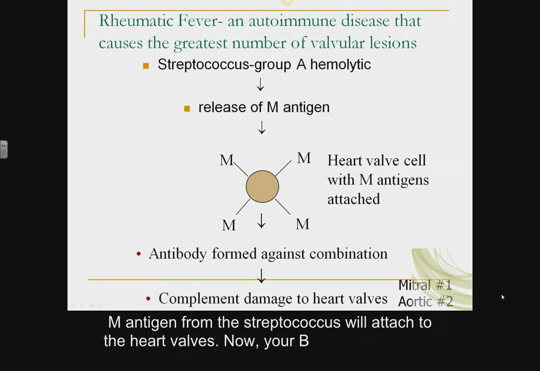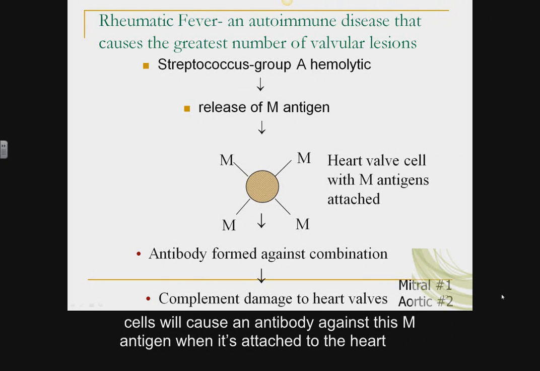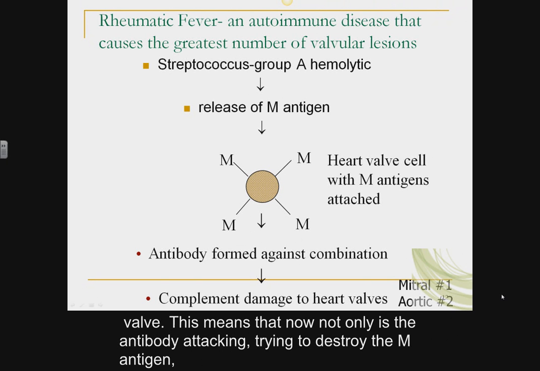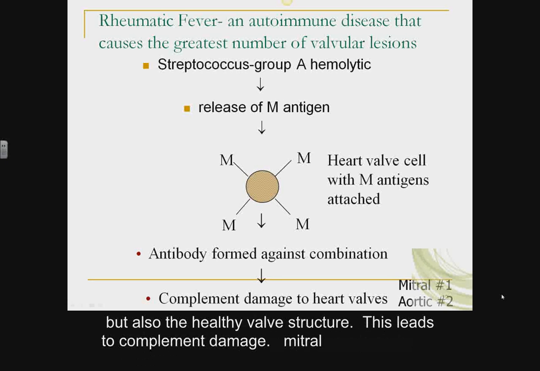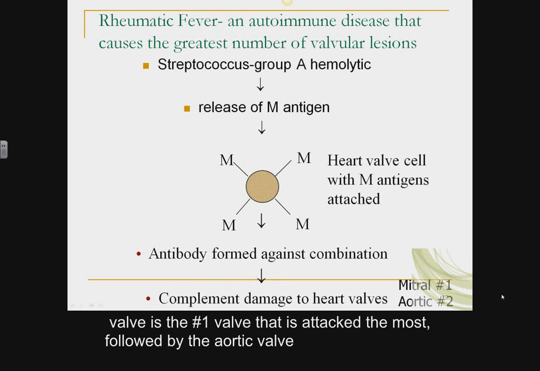Now your B cells will release an antibody against this M antigen when it's attached to the heart valve. This means that not only is the antibody attacking, trying to destroy the M antigen, but also the healthy valve structure. This leads to complement damage. Mitral valve is the number one valve that is attacked the most in this scenario, followed by the aortic semilunar valve.